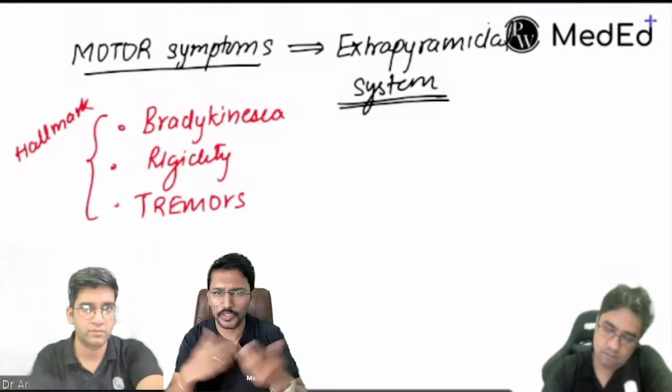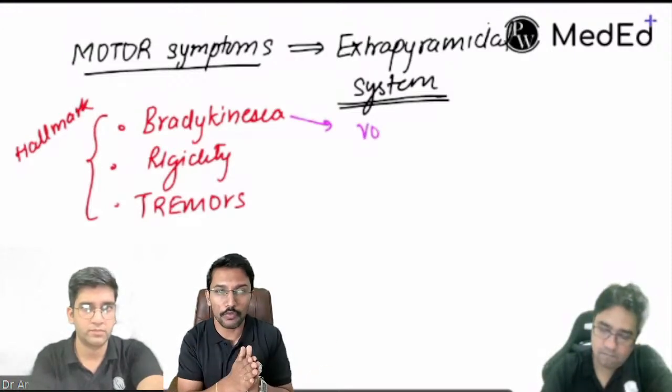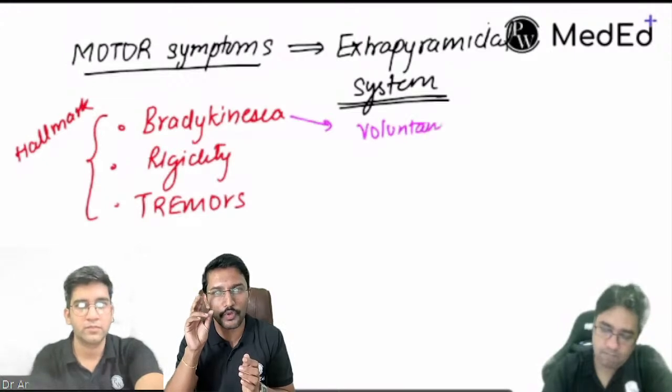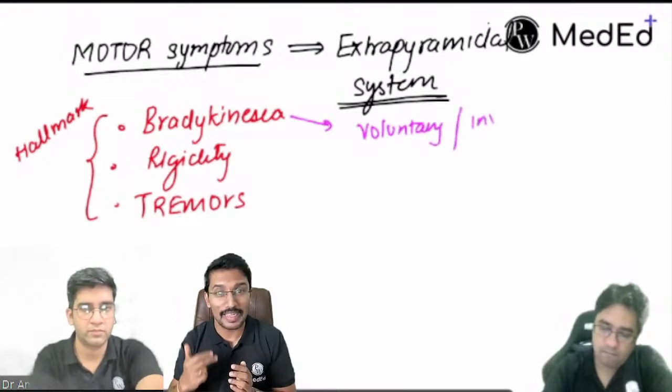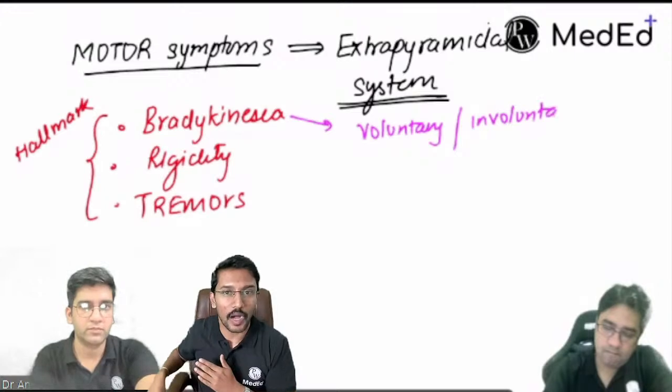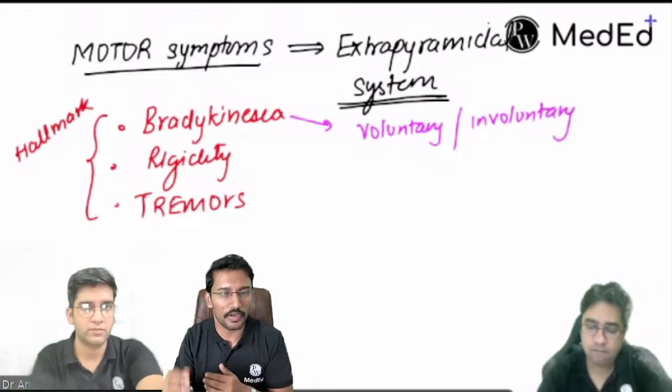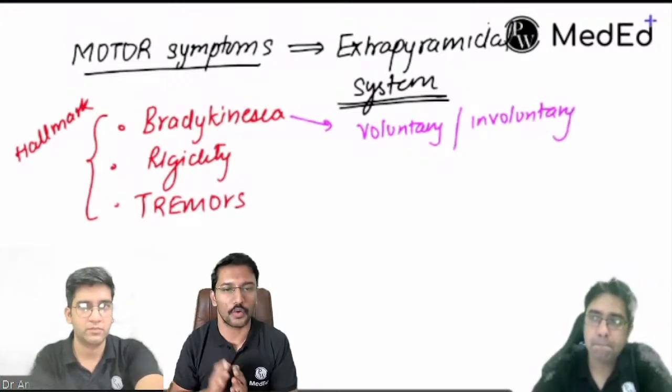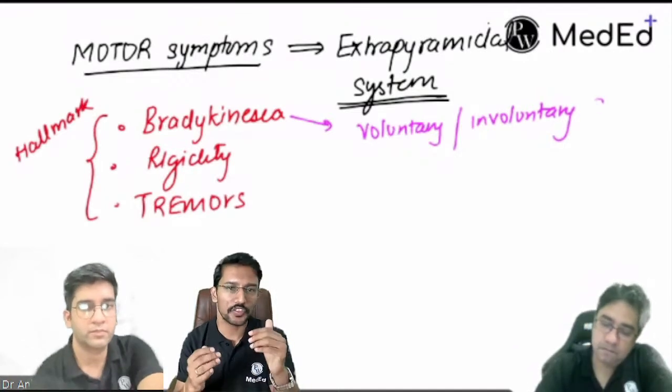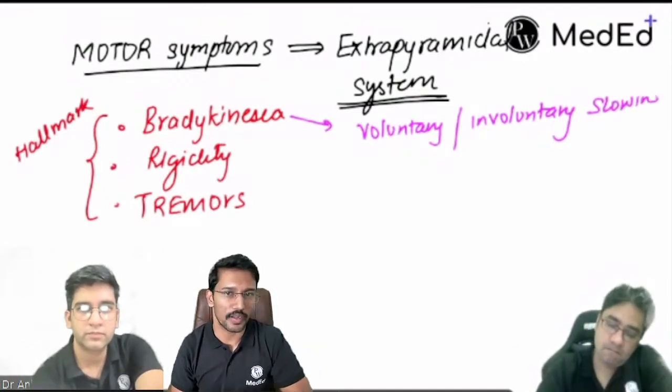What are the voluntary movements? All the voluntary movements that we do. Involuntary movements: blinking of your eyes slows down in these patients. Number two, when they're walking, the arm swing slows down. Those are all involuntary movements. Both of them get slowed down. And there are some clinical manifestations that arise because of the development of bradykinesia.